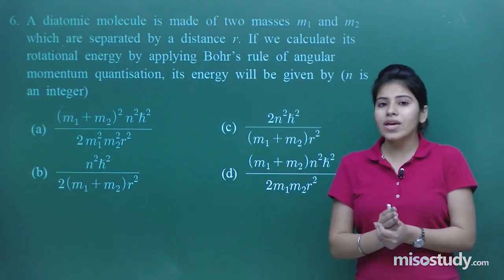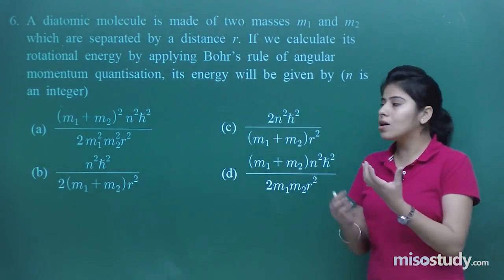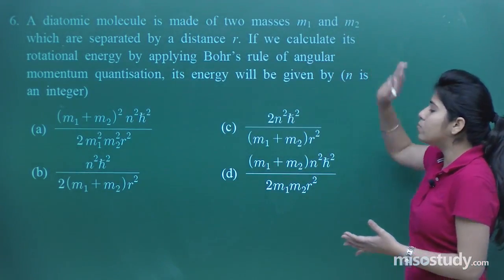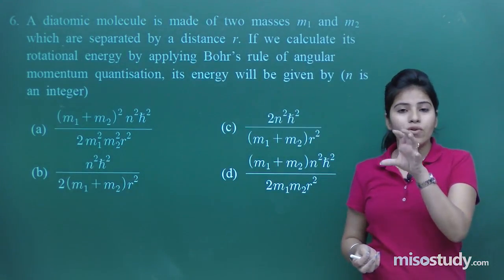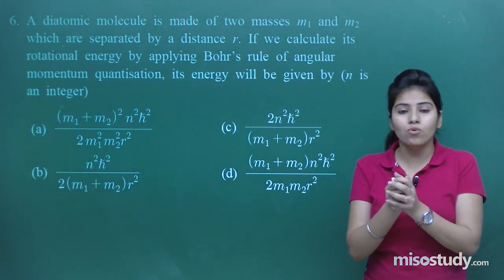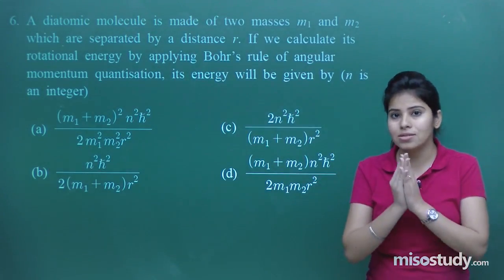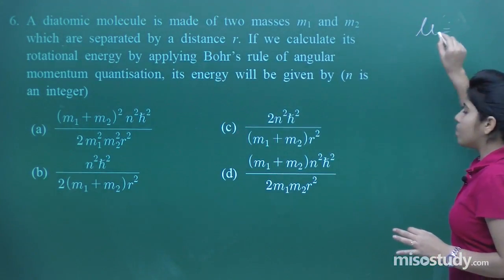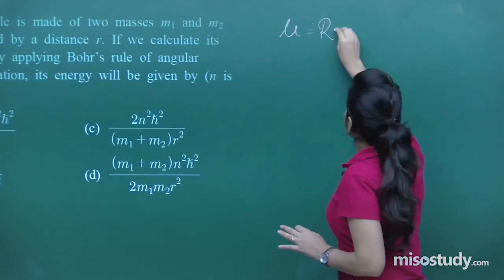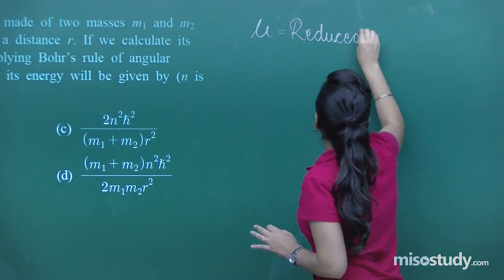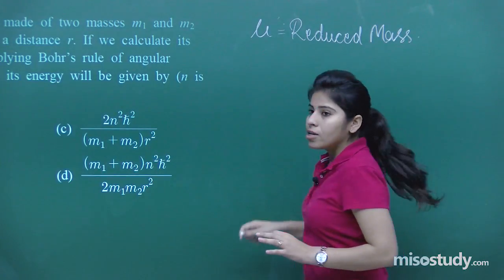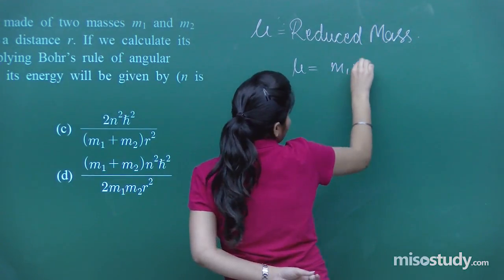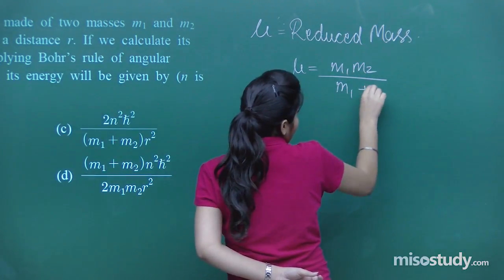Listen students, whenever we are given diatomic molecules and these two values, M1 and M2, we can convert these two masses into one form, and that one form is called the reduced mass. This reduced mass is denoted by mu. So let me write over here, this is the reduced mass. The value of the reduced mass will be mu equals M1 M2 upon M1 plus M2.